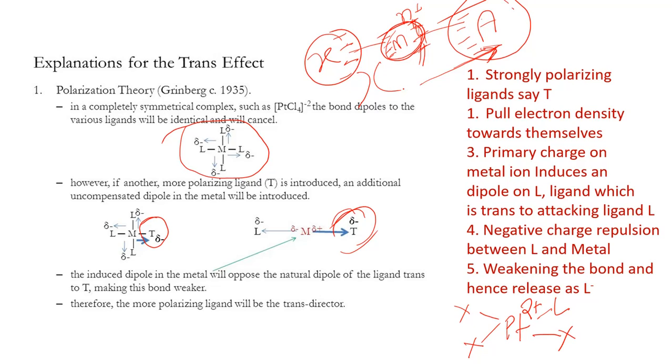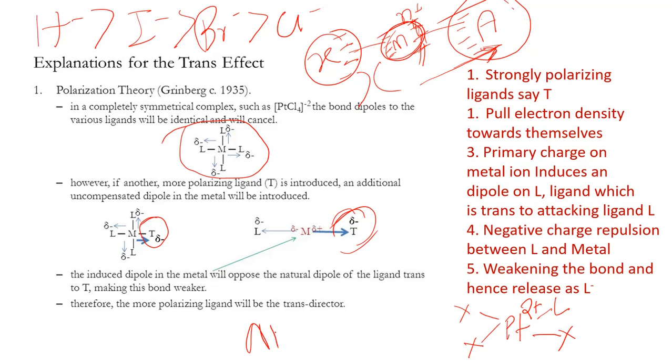So this is basically the ground state effect, or the sigma effect, which is the first theory of trans effect. Now when we consider this theory, we can say that the more polarizable a ligand, the higher will be its trans-directing order, and this is consistent with the observed trends also. The trans effect order follows H minus greater than I minus greater than, I think, Br minus greater than Cl minus.